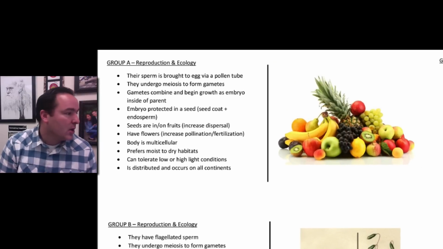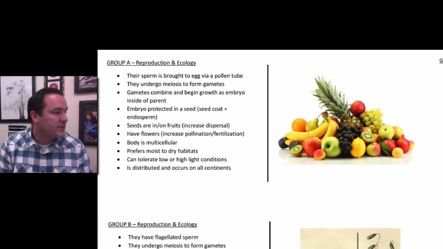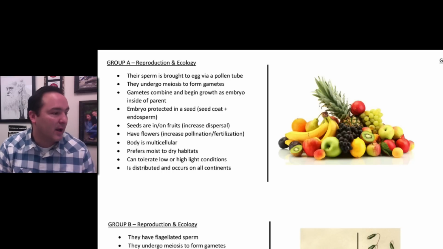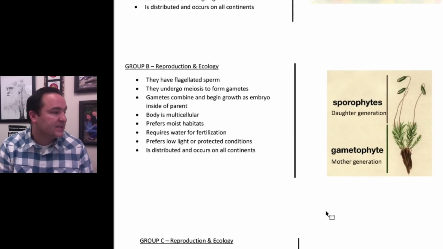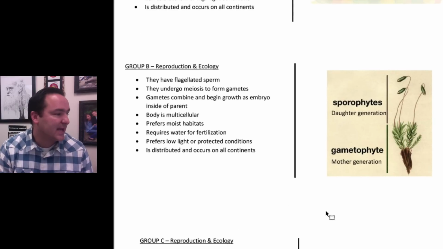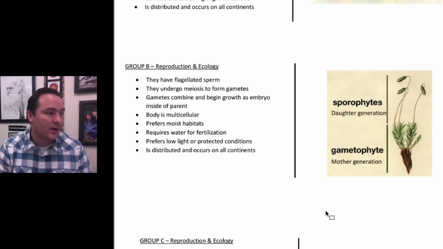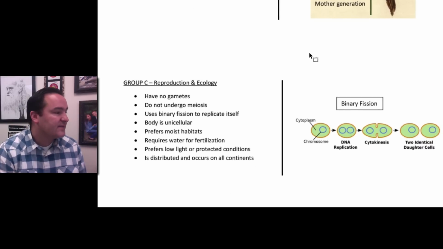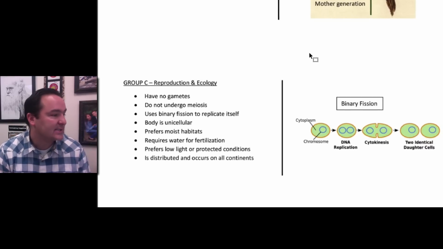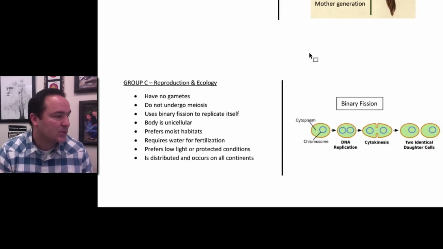For example, Group A lives in moist to dry terrestrial on-land habitats, is capable of sexual reproduction, and that's free of water. Group B lives in moist terrestrial habitats, is capable of sexual reproduction, but relies on water to facilitate that sexual reproduction. Group C lives in aquatic or moist habitats, can only reproduce asexually.